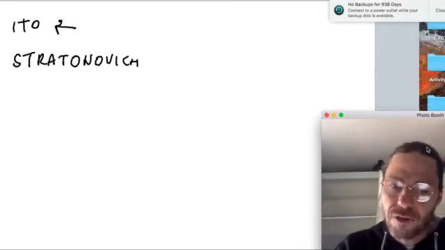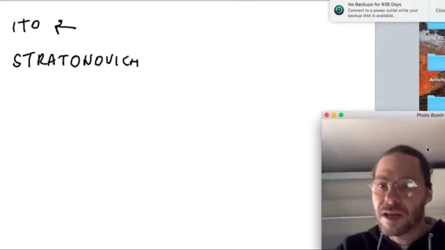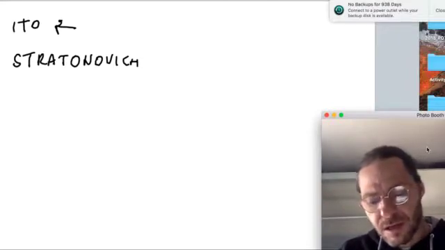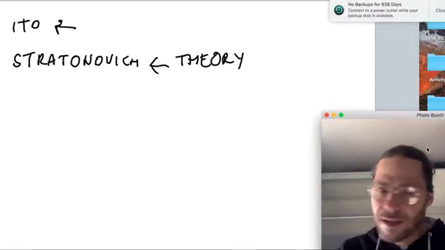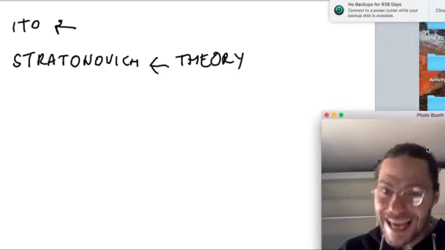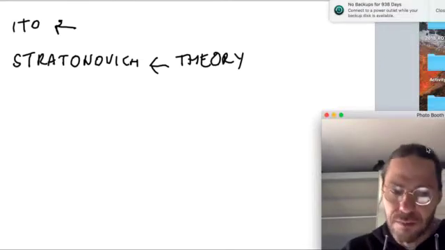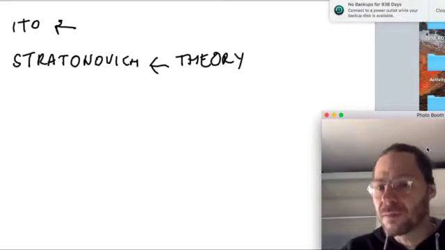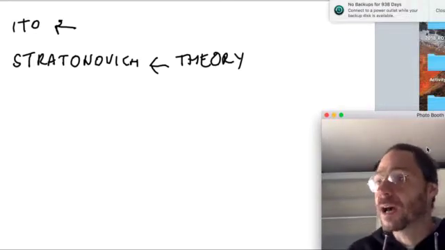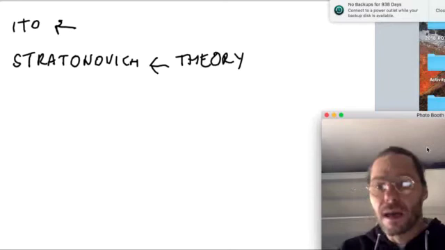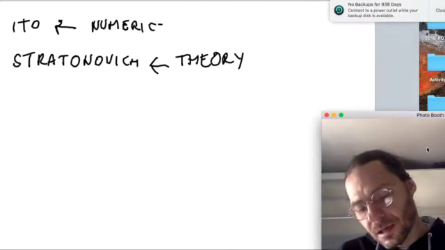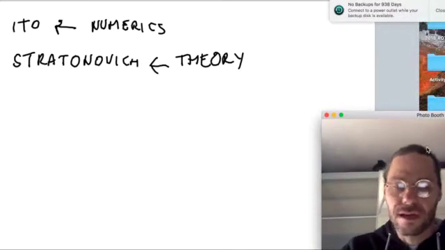From the conceptual point of view, the Stratonovich calculus is better for theoretical reasons, because the fundamental theory of Stratonovich calculus works exactly like the one of Riemann's or Lebesgue's calculus. So it doesn't bring in new math to be accounted for. So I would say the Ito rule is good for numerics, and the Stratonovich rule is good for theory.